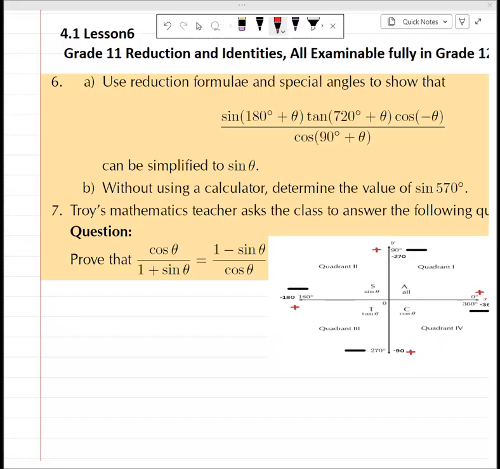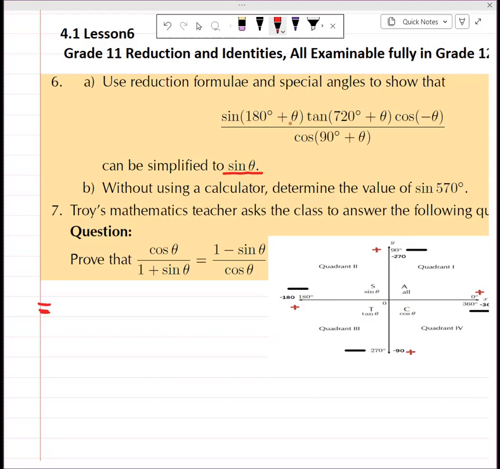So on lesson 6, they want us to use reduction formulae and special angles to show that this expression can be simplified to sine theta. That's pretty simple. By now, if you have watched all the videos, I'm sure you can agree with me that it's pretty simple. I advise you to pause the video and try to solve it by yourself and check the solution to save your time. Provided you have watched from lesson 1 up until lesson 5, I'm sure you should be really good with this. Okay, so let's proceed.